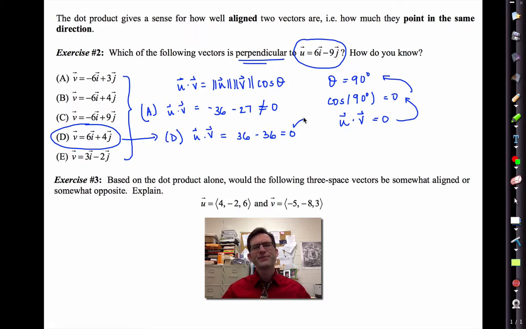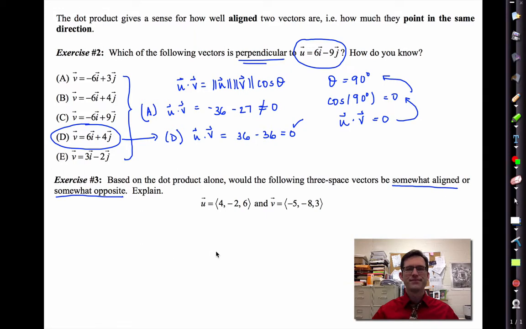Now, exercise 3 says, based on the dot product alone, would the following 3-space vectors be somewhat aligned or somewhat opposite? Explain. So, what I'd like you to do is find the dot product using the shortcut. And then think about these terms, somewhat aligned or somewhat opposite. Then we'll talk about them. But find the dot product first.